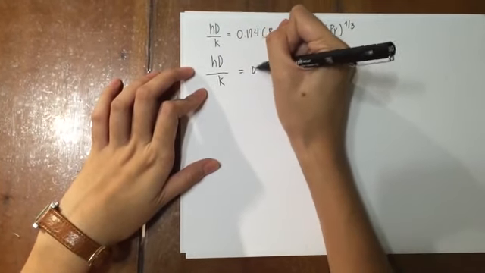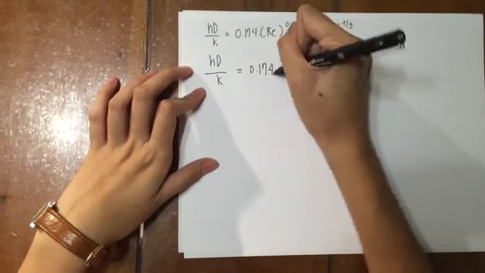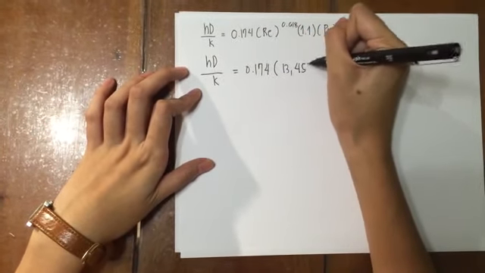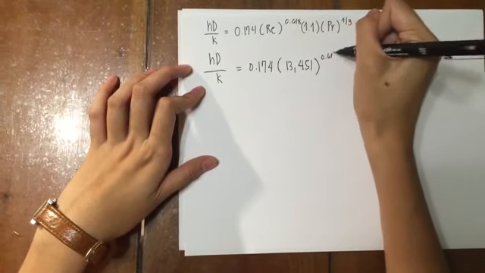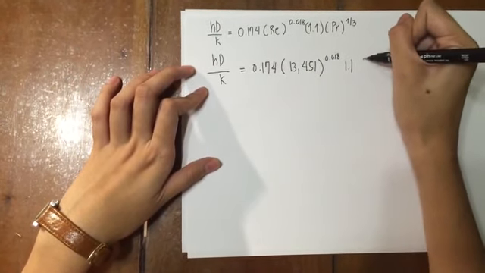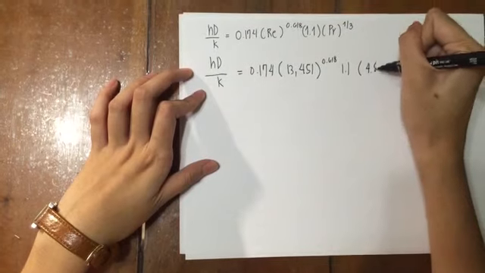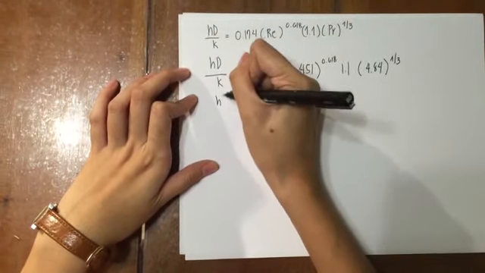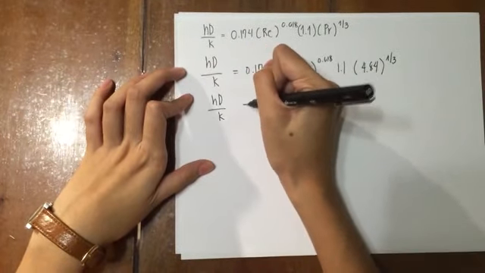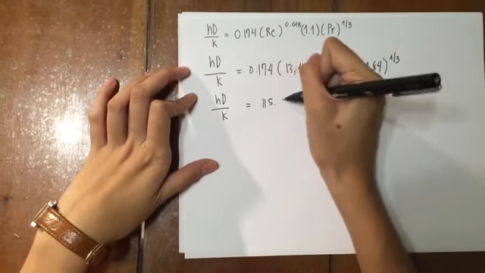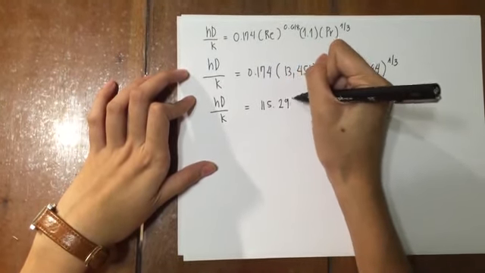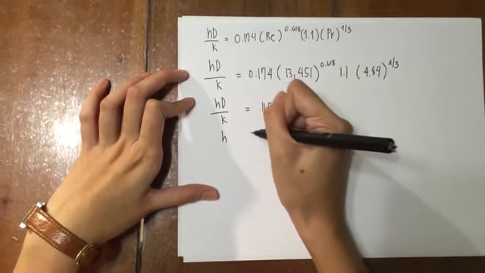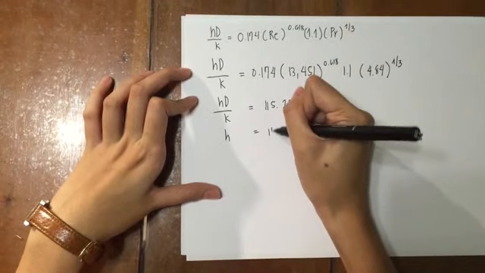is equal to 0.174 times the Reynolds number we have computed, which is 13,451, raised to 0.618 times 1.1, and the Prandtl number, which is 4.84, raised to 1/3. Multiplying that, we will have hD over k is equal to 115.2906.